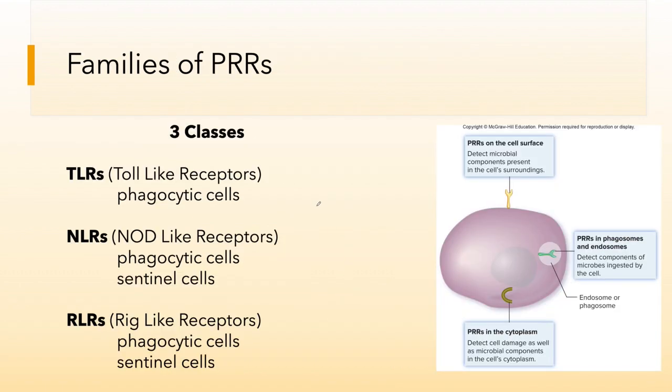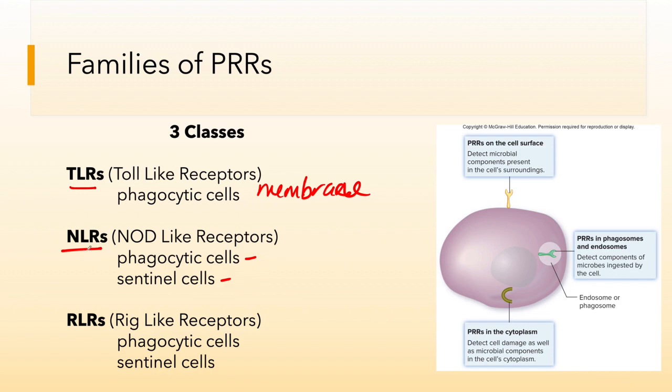So the 3 classes of pattern recognition receptors are toll-like receptors. Toll-like receptors are membrane-bound. They are always found embedded in a membrane, and they are found in the cellular membrane itself, or they are embedded in an endosome or phagosome. Nod-like receptors, or NLRs, are found in phagocytic cells and sentinel cells. Sentinel cells would be like a kidney cell or a heart cell, a cell that is non-phagocytic and not part of the immune system and kind of stays in one place.